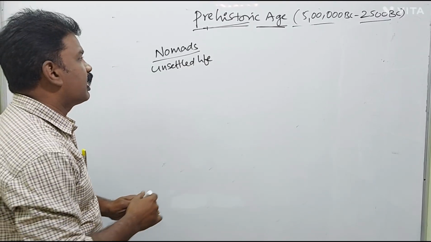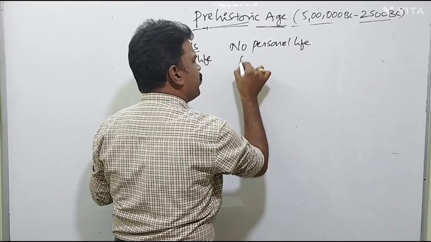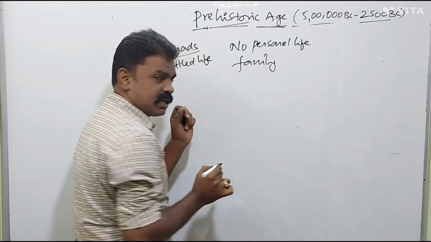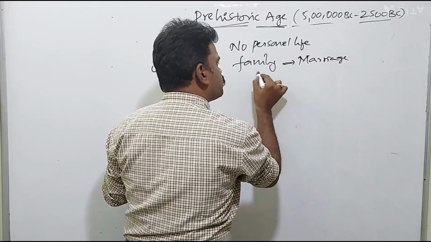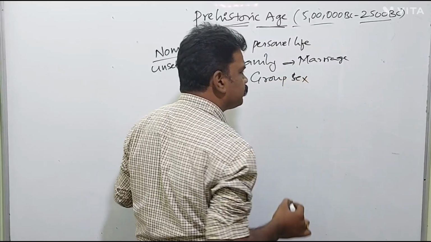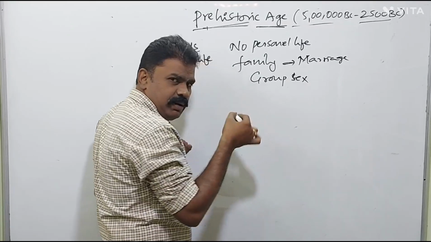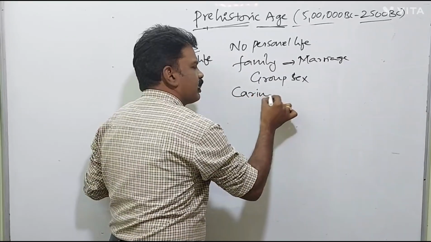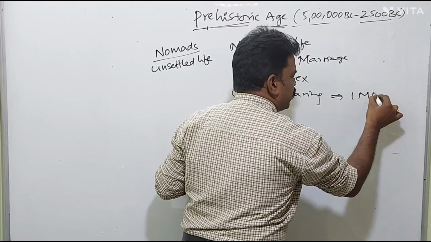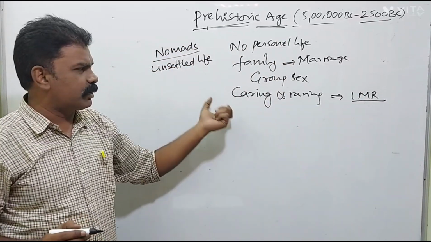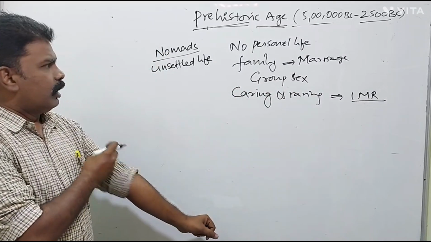No settled life and also no personal life. That is, family did not exist in that period, because there was no practice of marriage. They followed group sex like animals. They were also ignorant of caring and rearing children. That's why the infant mortality rate was very high in that period. They did not concentrate on the caring and rearing of children.